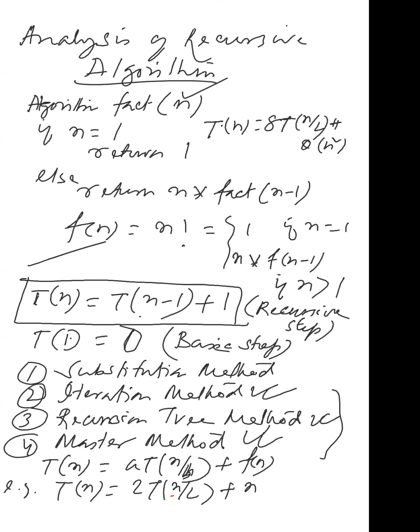The iteration method is a little bit longer, and the recursion tree is a tree kind of method we can solve with. But the most popular ones are either the master method directly, or the iteration method. Sometimes we can use the other method also. Don't use the substitution method. The theory of the substitution method is not very straightforward.